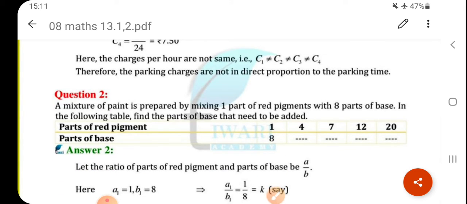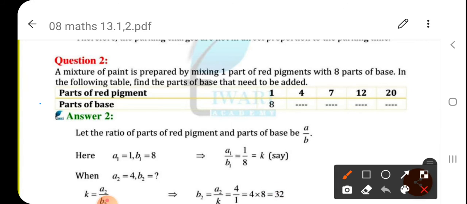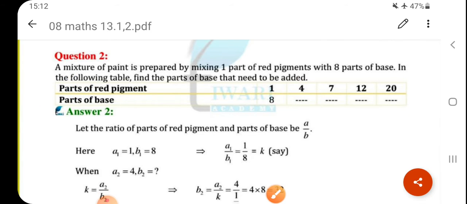Question number 2. A mixture of paint is prepared by mixing 1 part of red pigment with 8 parts of base. So there is a part of red pigment and a part of base. 1 part of red pigment, at the same time, 8 parts of base. In the following table, find the parts of the base that need to be added. So we have to find, when the part of red pigment is 4, what is the part of base?